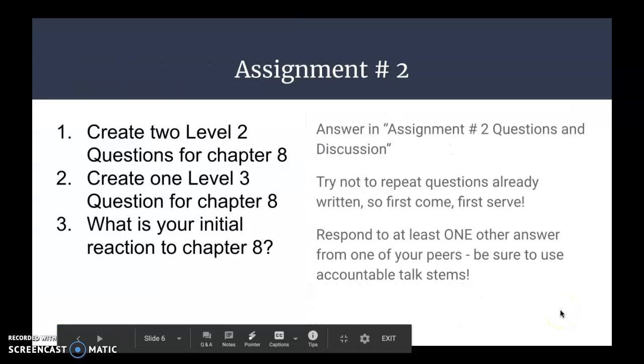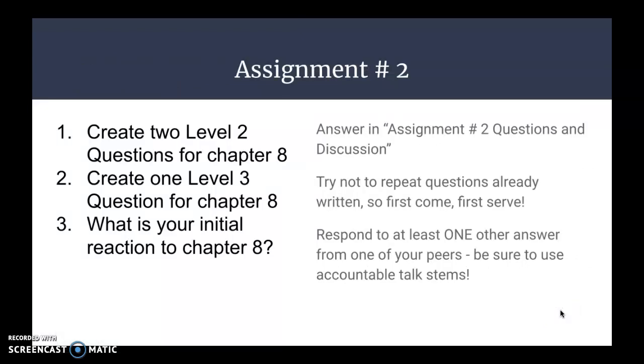For this assignment, you are going to create 2 level 2 questions for chapter 8. Chapter 8 only. So don't start asking us about something that happened in chapter 2, chapter 6, chapter 5. Create 1 level 3 question for chapter 8. And then you're going to answer what is your reaction to what happens in chapter 8. So the last one is an opinion question. You just tell us what you thought about it, how you felt. I'm not going to give too much just in case you guys haven't gone through the full chapter 8 yet.